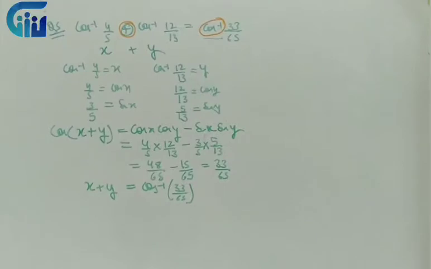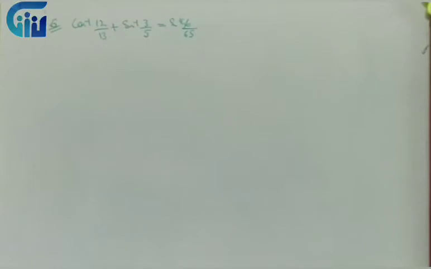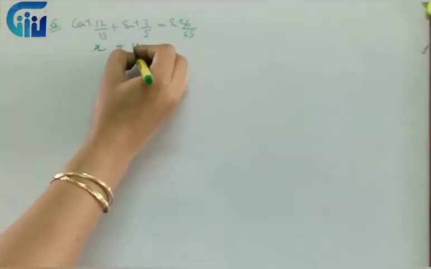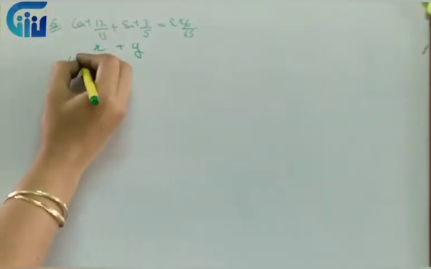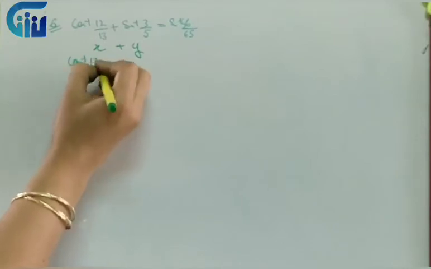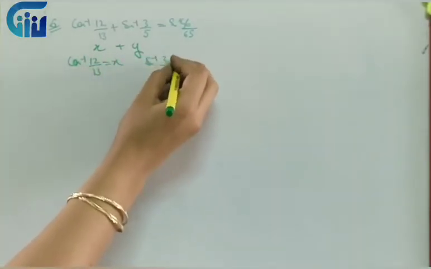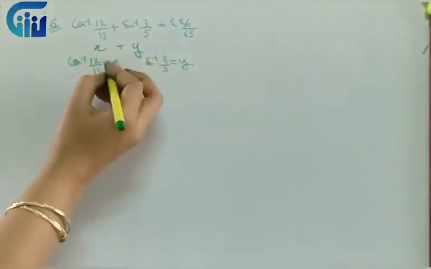So then we will move on to question number 6. What do we observe in question number 6? Again we have cos, sine and sine term. So now what we will do is, first of all, let's write in the similar way that we did for question number 5. We will write this as x and this as y. So this will be cos inverse 12 by 13 is equal to x and sine inverse 3 by 5 is equal to y. Any way around you can write.